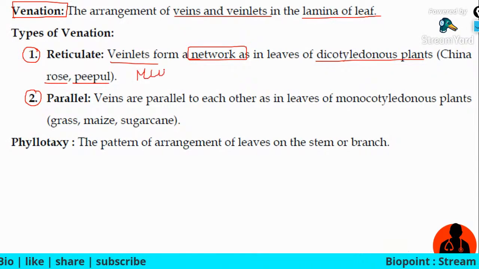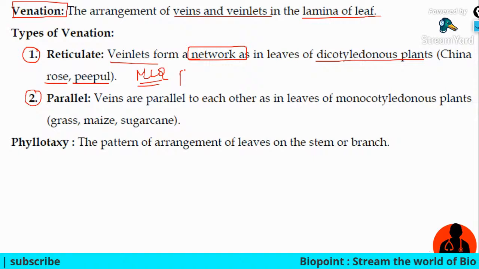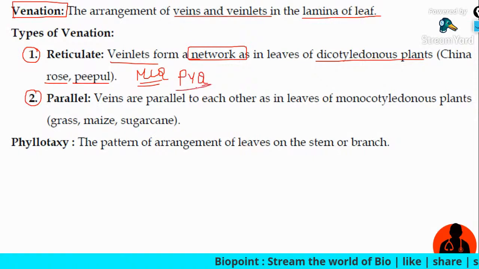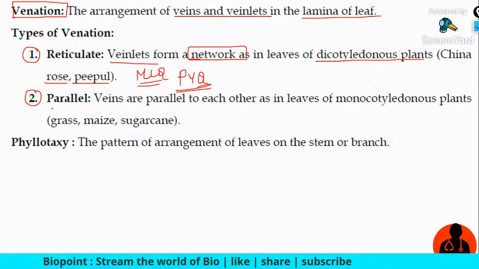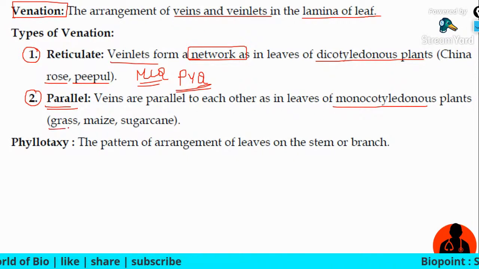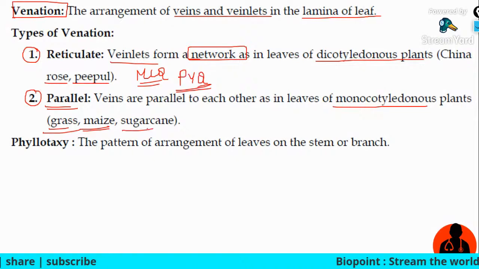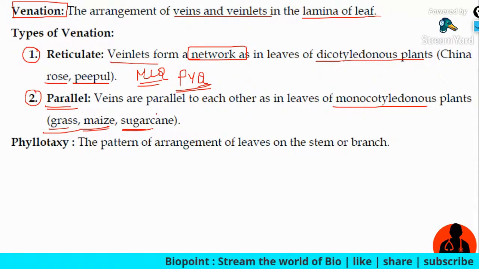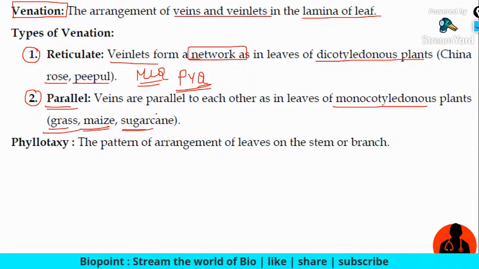Previous year MCQ question: reticulate venation is a characteristic property of dicot plants. Parallel venation is seen in monocotyledonous plants. For example, grass, maize, banana, sugarcane. Banana is a perfect example for parallel venation, where you can see it very clearly with your naked eye.